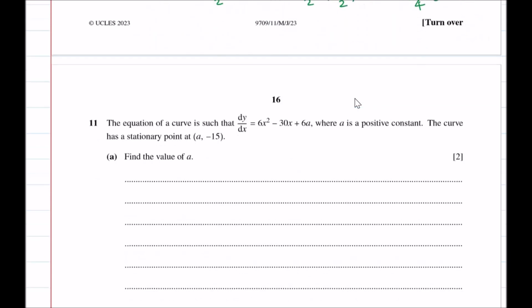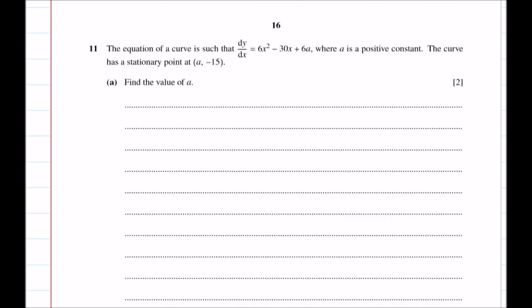All right, let's go to question number 11. Here the question says the equation of a curve is such that dy by dx equal to 6x square minus 30x plus 6a, where a is a positive constant. You have to highlight this. So when you are finding the answer, you have to see this should match. The curve has a stationary point at a, minus 15, and we have to find the value of a.